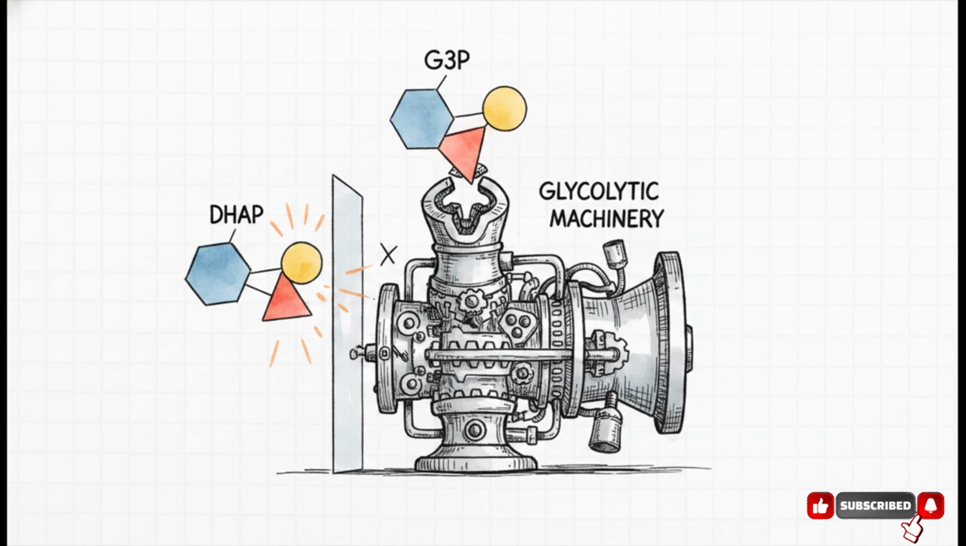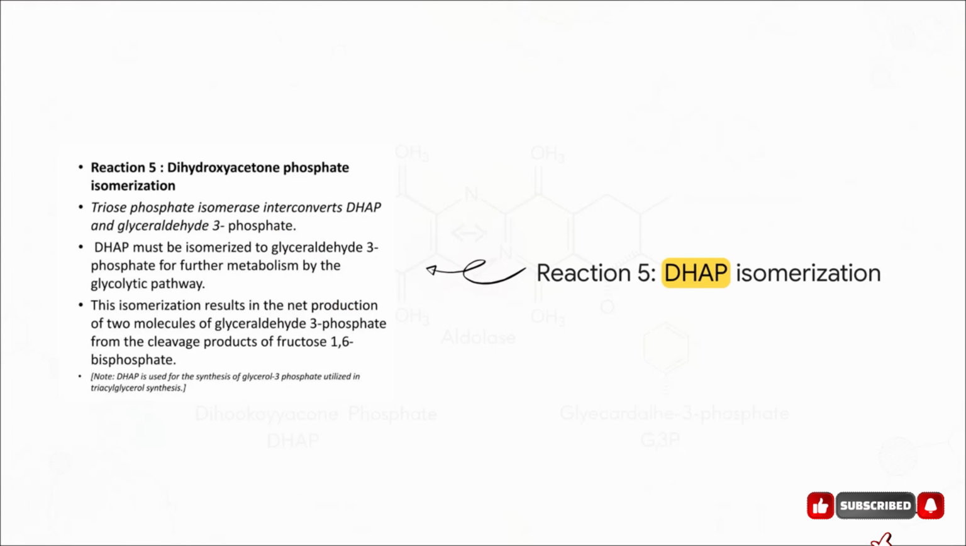But returning to our main pathway, we hit a massive problem. The rest of our glycolytic machinery is strictly built to only process the GAP. That means the DAAP molecule we just made is essentially a metabolic dead end for energy production. Well, unless we can somehow change its shape. And that brings us perfectly to reaction 5, the final step of the cleavage phase. We absolutely have to make the pieces match to keep the machinery moving.